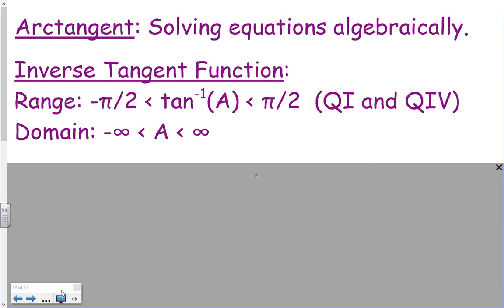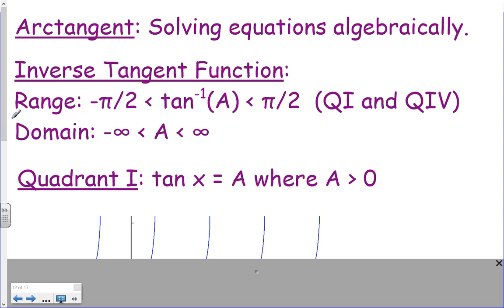So if you take that domain and range and swap them around, you now have the domain and range for the inverse tangent function. All right, so the question then becomes, just like we saw with arc sine, what happens if we're dealing with an angle that's in the first quadrant versus the fourth quadrant?